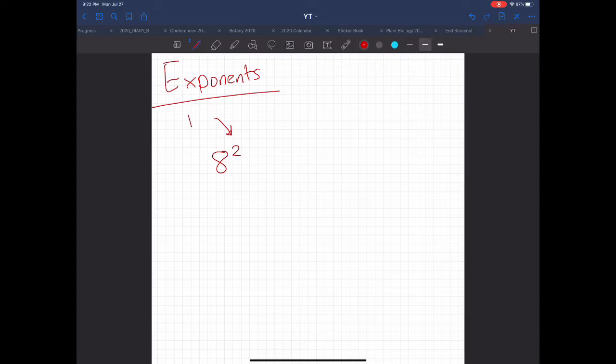Well, the 2 on top of it is the exponent, or some people also call it the power, but exponent is just fine. And then 8 would be the base. And that is equal to 8 times 8. Sorry, I made a mistake there. There are two eights, and that's sort of what an exponent is. The exponent shows how many of the base there are.